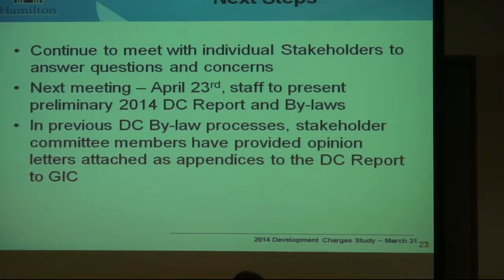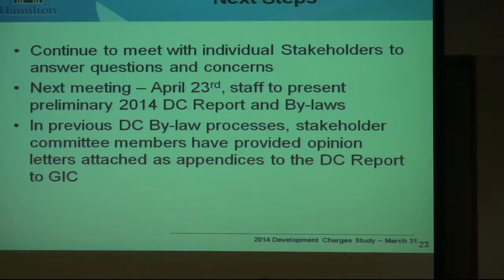Thank you. Okay, and the last part of the presentation just deals with the next steps with regards to some of the deadlines that we have. Staff will continue to meet with any individual stakeholder that wants to ask staff any questions or has any concerns. Our next meeting is on April the 23rd, where we will present a draft development charge bylaw report.